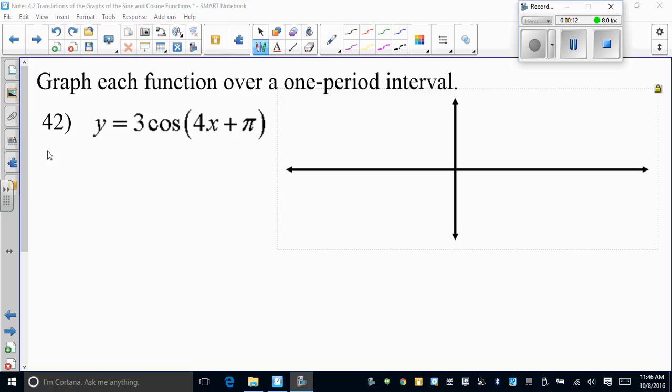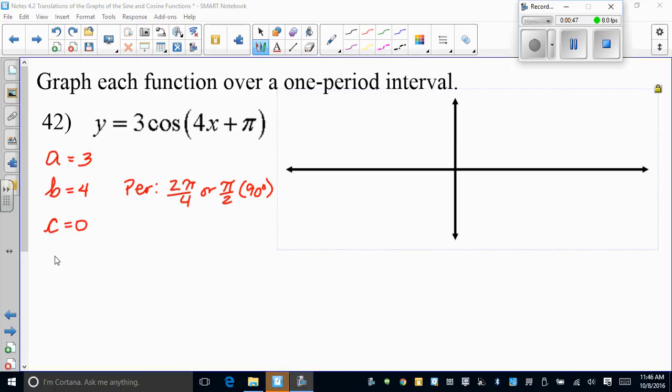So on this one here, y equals 3 cosine of 4x plus pi. We're going to start with our a value equals 3, our b value equals 4. So our period would be 2 pi over 4, or pi over 2 if you reduce, which is 90 degrees. So the length of our graph is going to be extremely, extremely short on this one. C value, we don't have a C value, it's 0.